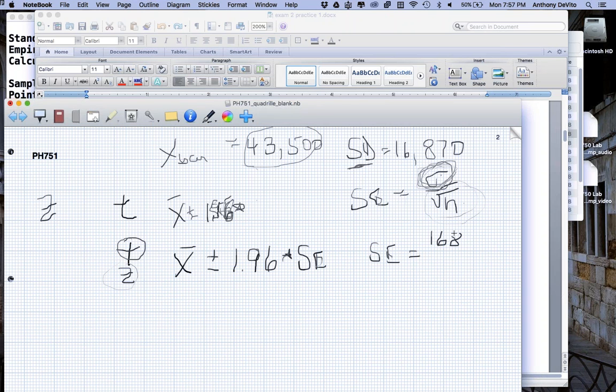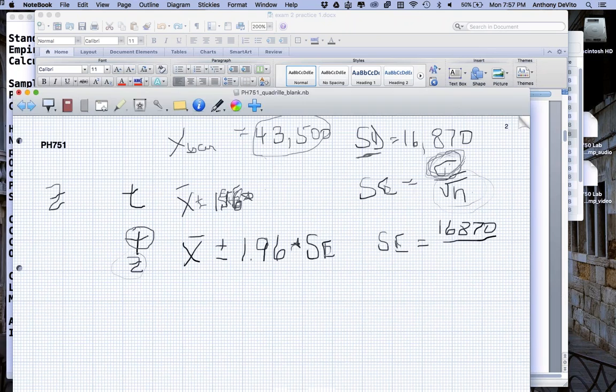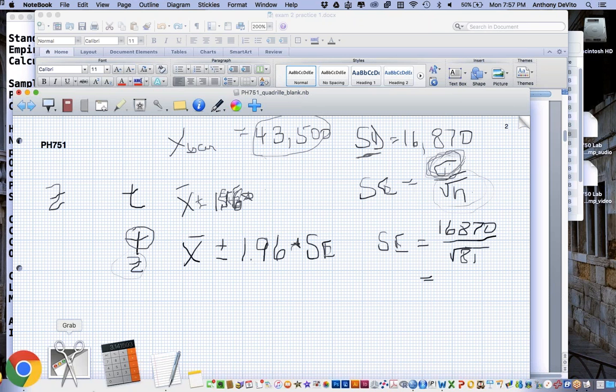16,870 over the square root of the sample size, which was 81. Square root of 81. Okay, that's 9, right? So let's work that out.